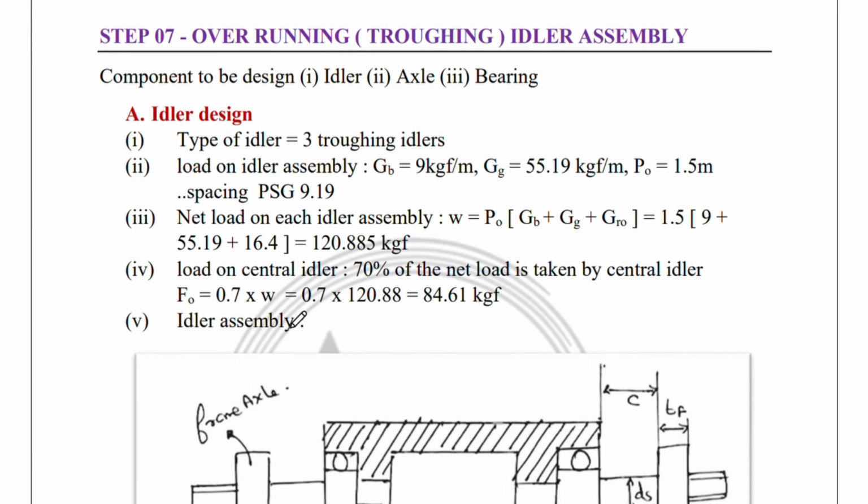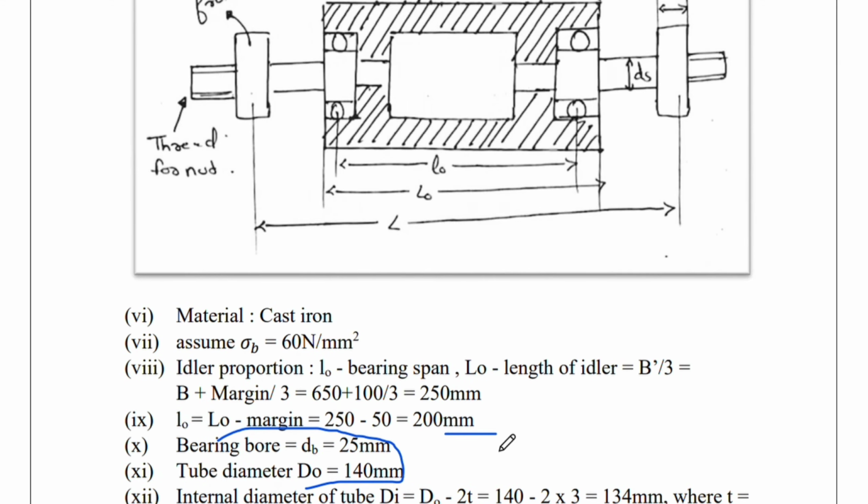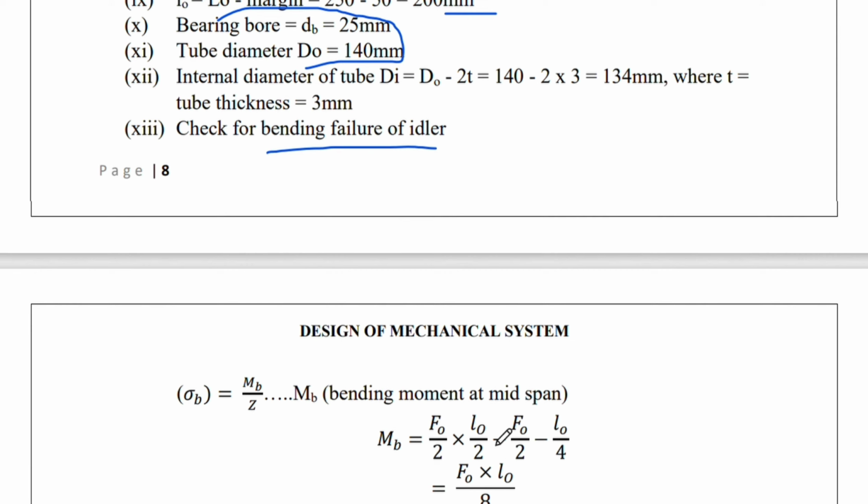okay, capital Fo is here, you can see load on central idler, which is 84.61 kgf. So capital Fo we get from here, and the small Lo is equal to capital Lo minus margin, which is 250 minus 50 is equal to 200 mm. So both values we got, so put Fo and Lo values over here. We can simplify this equation more: Fo into Lo upon 8. Fo value you got, Lo value you also got, in the same step. Put both values and get the answer.